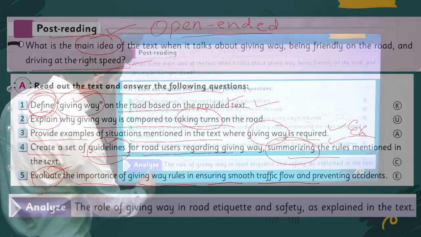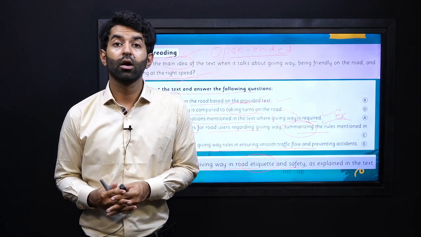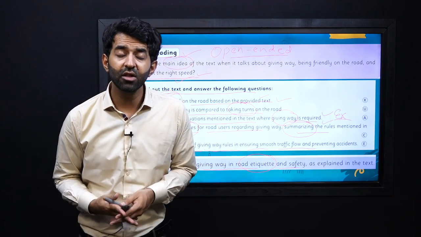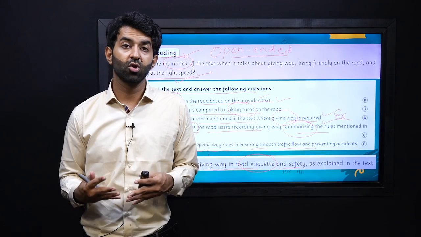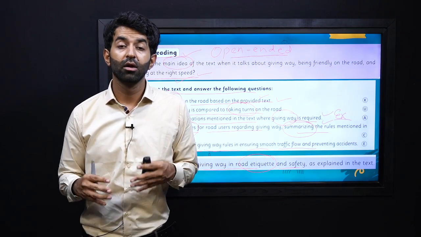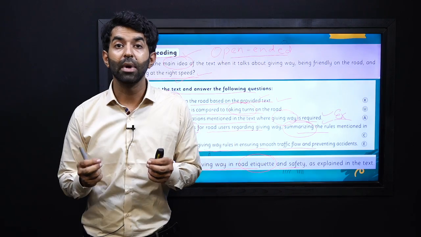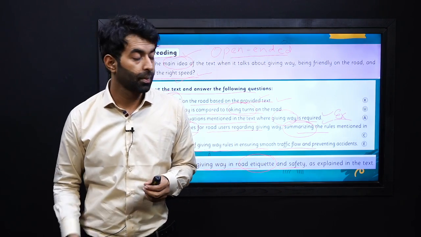Now this question, clearly the analytical question, asks us to analyze the role of giving way in road etiquette and safety as explained in the text. Now we will put on our analytical skills. We need to analyze it, and in your analysis you can do comparison, and you can quote and cite evidence and references from the main text of the lesson.